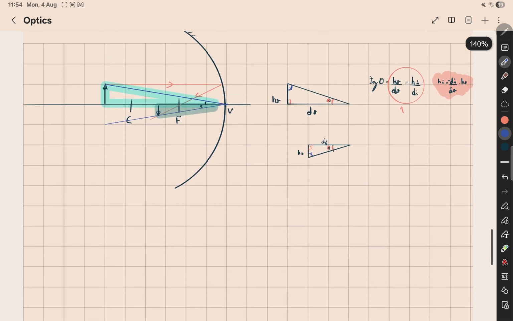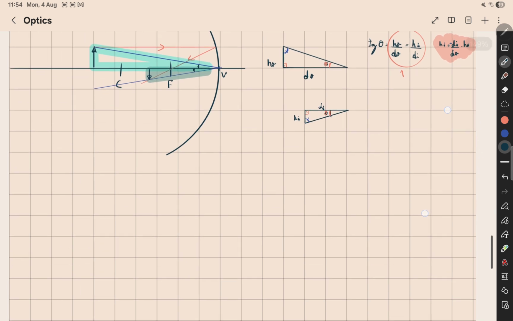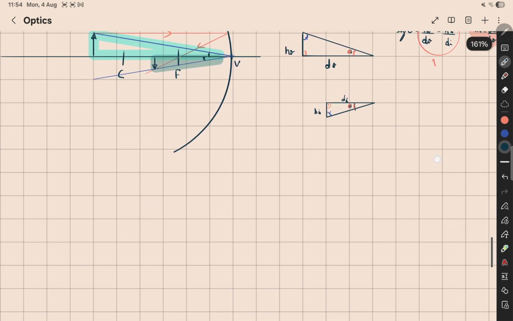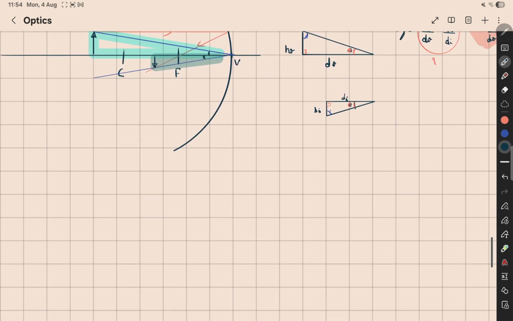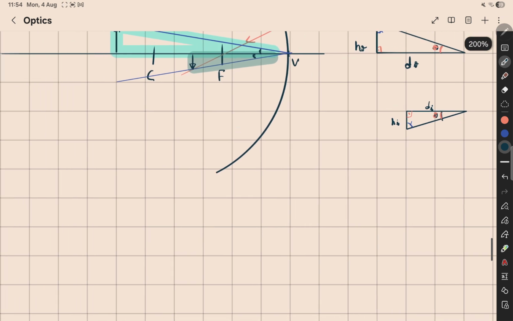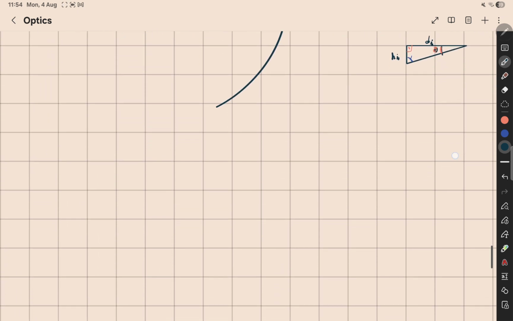But so far, I just described the size of the image given the size of the object. And this number here tells me how many times the image gets scaled according to the object. So now I will play a different game using different triangles. So I'll just draw here really quickly.